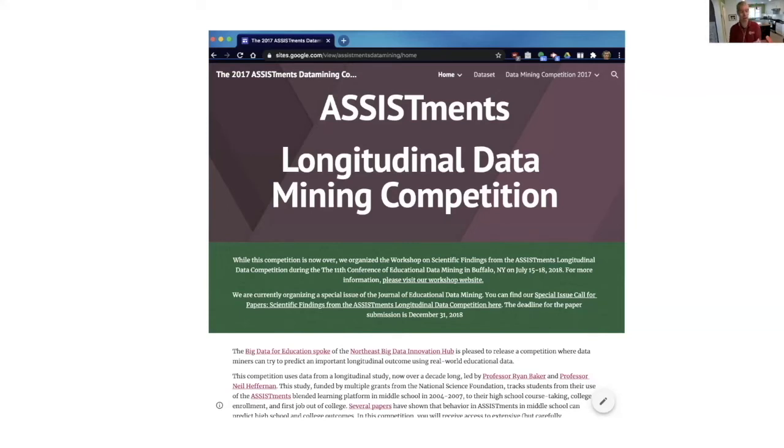Everyone talks about early dropout detectors to figure out who drops out. Wouldn't it be great if we had an early "losing interest in STEM" detector? So we did this competition.